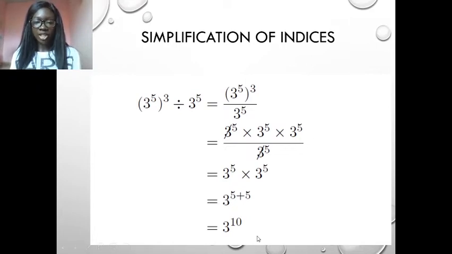Twice. That's 3 to the power of 5 multiplied by 3 to the power of what? 5. So you can see that the base is the same. So I pick one of the base and I add the power, or the index. So 5 plus 5 is 10. And that's why I have 3 to the power of 10. I hope you're fine now, and I hope it's making sense to you. So it's very simple.